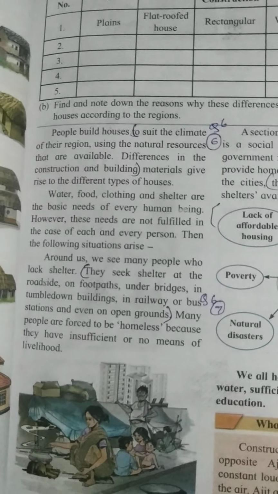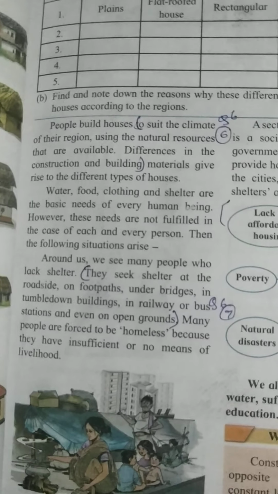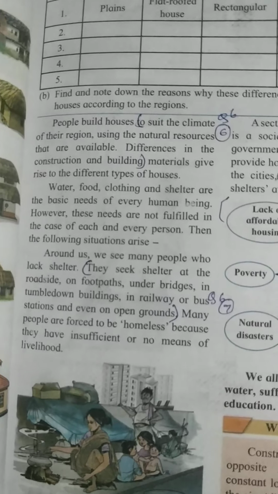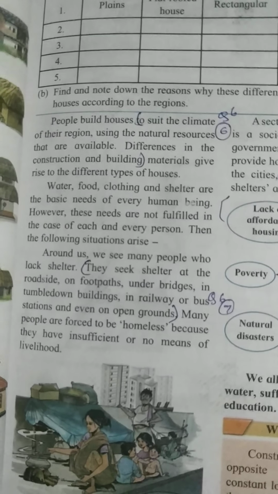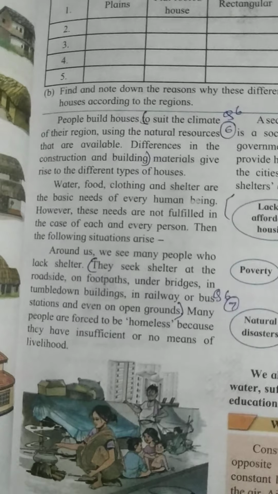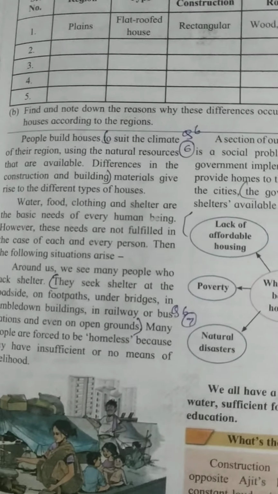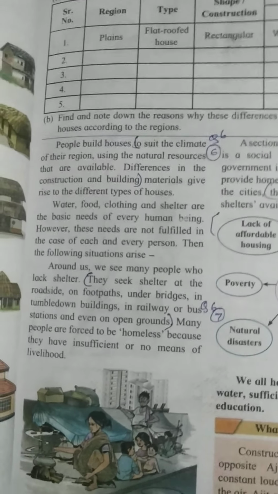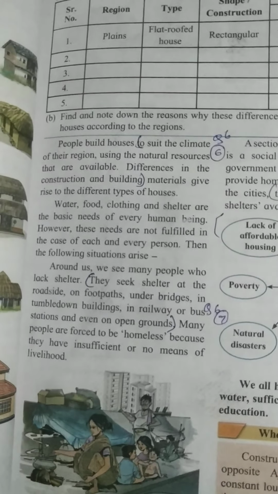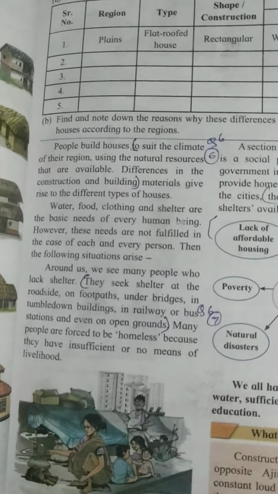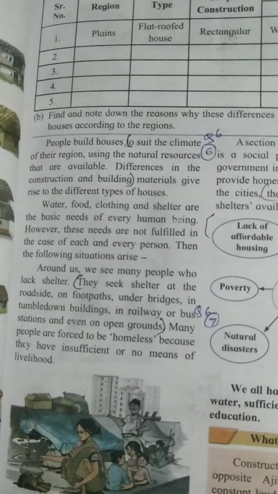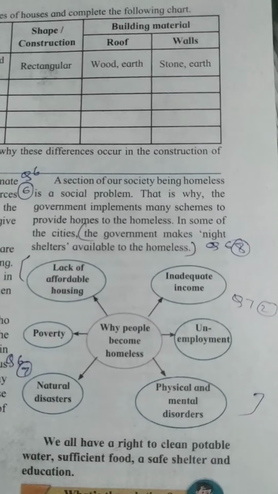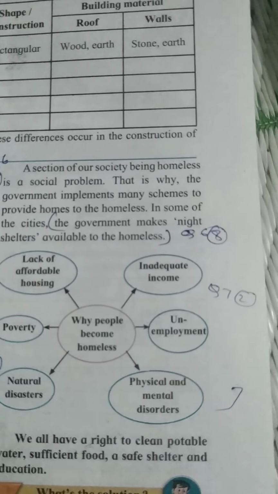Many people are forced to be homeless because they have insufficient or no means of livelihood. Because of insufficient means of livelihood, they are unable to build or construct shelters. Such people are the homeless people. Now, what did the government do for these people, for the sections of our society?